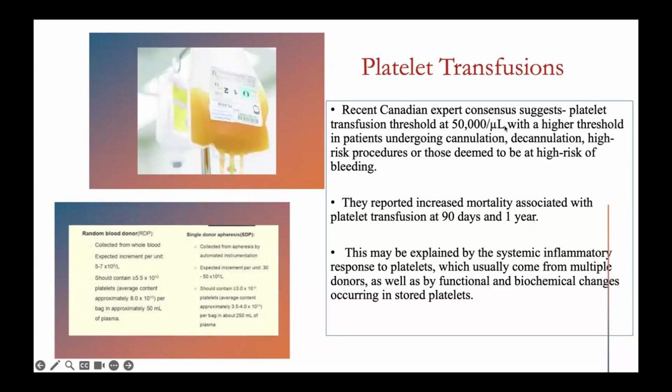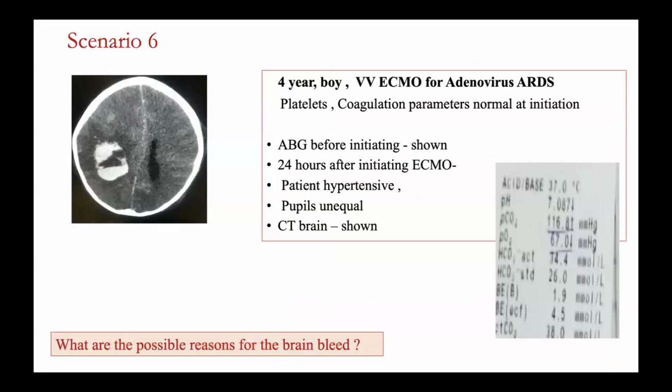Also, this was a Canadian consensus study which stated that don't keep a transfusion threshold of 50. Higher threshold only if the patient is undergoing some decannulation, high-risk procedures, or there is a high risk of bleeding. Otherwise, 50,000 is good enough because platelet transfusion has been associated with mortality. And why? Because of systemic inflammatory response to platelets, which comes from multiple donors, as well as the biochemical changes occurring in stored platelets. So stored PRBC, stored platelets, all are immune suppressive.